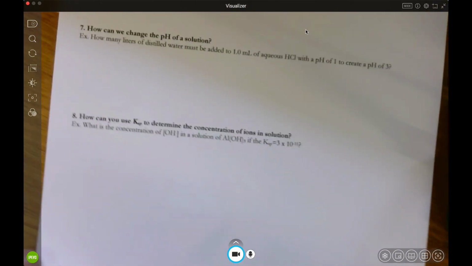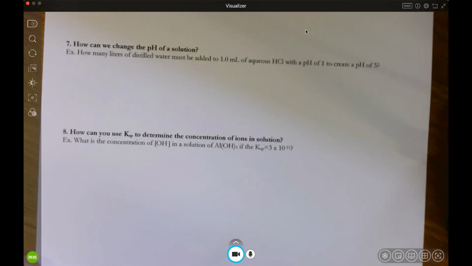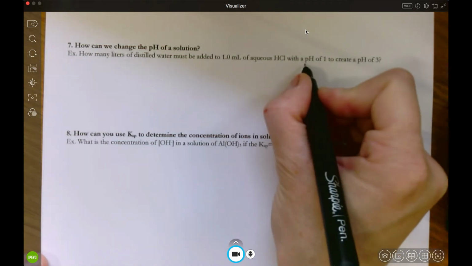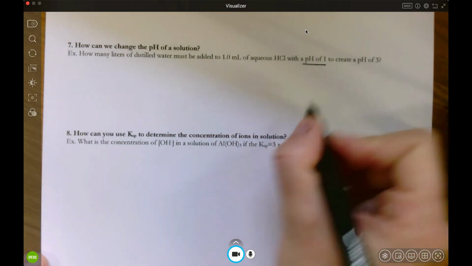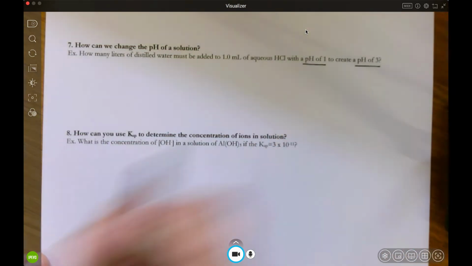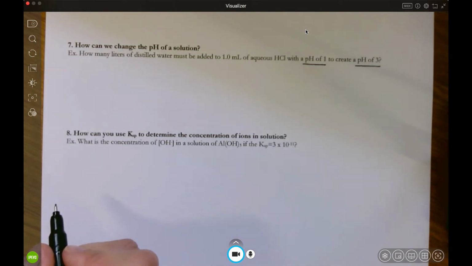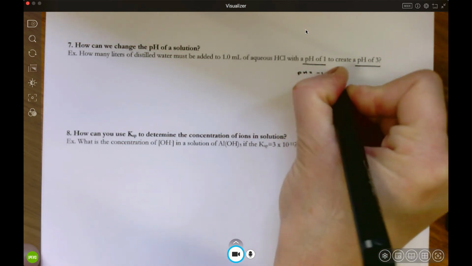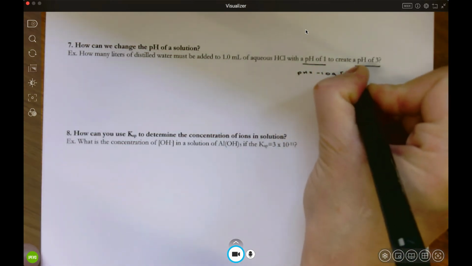How can we change the pH of a solution? Okay, so this was talking about, I was saying, hey, I've got this pH and I want to change it to a pH of 3. How would you do that? Well, keep in mind, pH is just a measure of the concentration of HCl. So this is really just a dilution problem. Okay? Remember, your pH is the negative log of your concentration of H+.